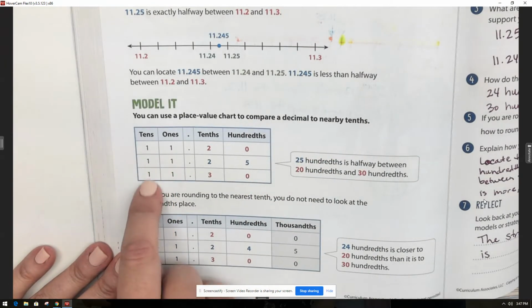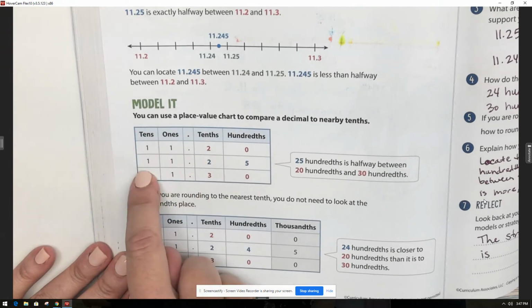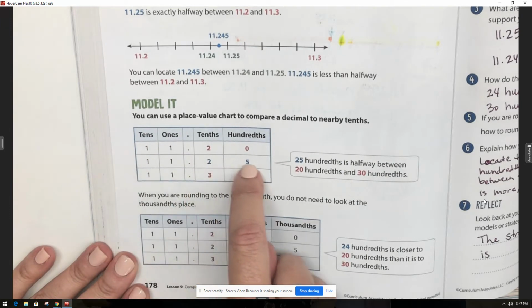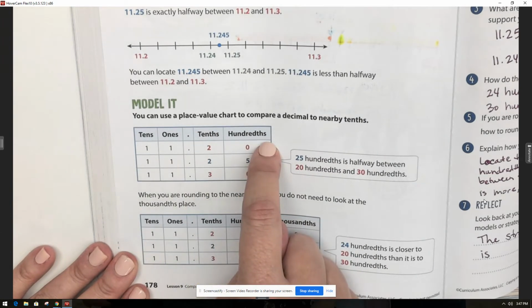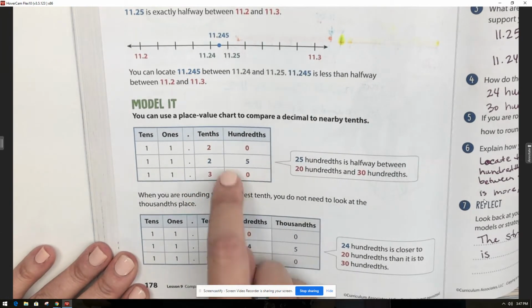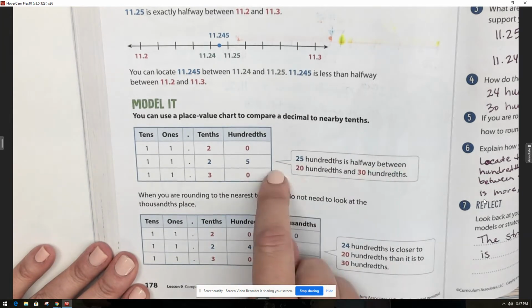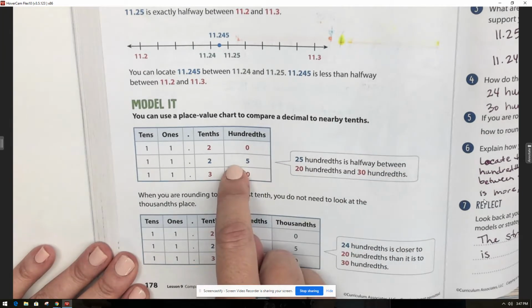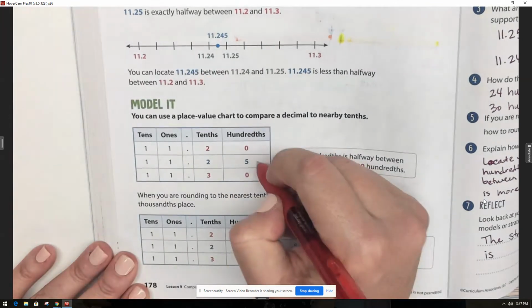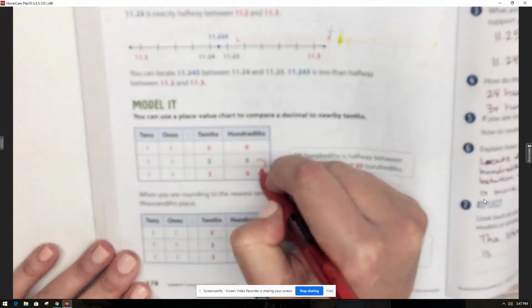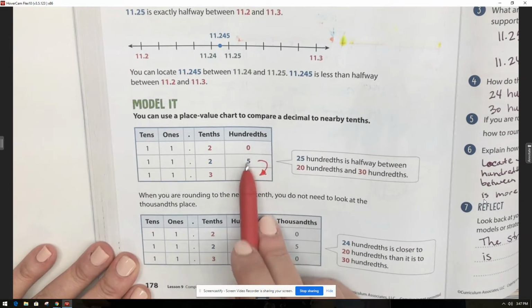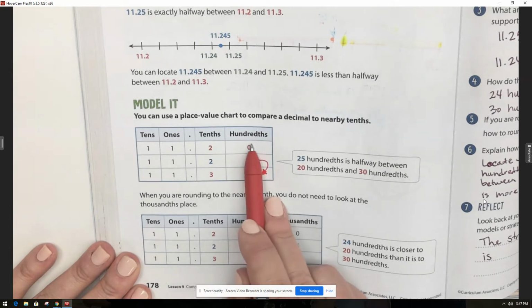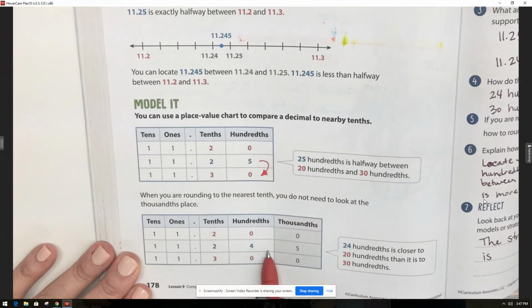We could also use a place value chart to compare the decimals to nearby tenths. So if we're looking at the 11s, all the 11s stay the same. Now we're trying to figure out this 25 hundredths. Is it closer to 20 hundredths or 30 hundredths? Since it's halfway between 20 hundredths and 30 hundredths, we're always going to round it up, because we're really looking at this number here: if it is 5 or more, up the score. 4 or less, let it rest. And that's going to be important down here.